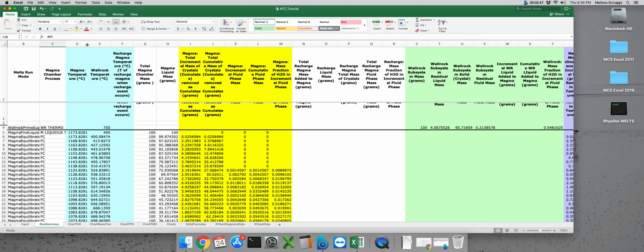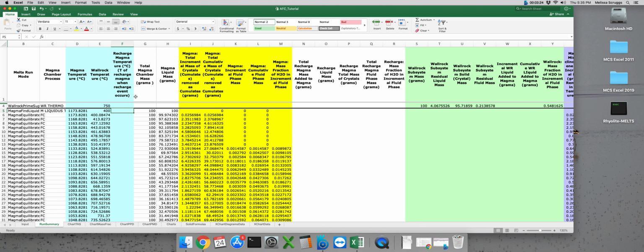Columns D, E, and F record the temperature of the magma, wall rock, and recharge subsystems, respectively. You'll notice that as the temperature of the magma subsystem decreases, the wall rock temperature increases. And this demonstrates that the Magma Chamber Simulator really is both energy and mass constrained, and that the heat given off by the magma subsystem as it cools is really being transferred into the wall rock system and heating it up. This really is the hallmark of the MCS, and it's one of the reasons it's an unparalleled modeling tool.